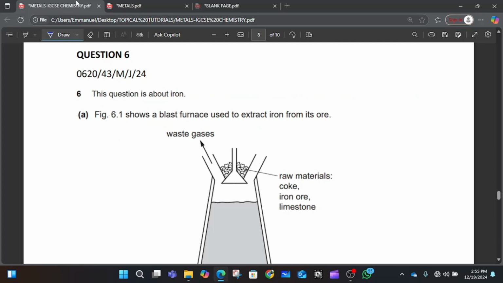The last question is question 6 of May-June 2024, paper 4-3. Question 6. This question is about iron. A. Figure 6.1 shows a blast furnace used to extract iron from its ore.